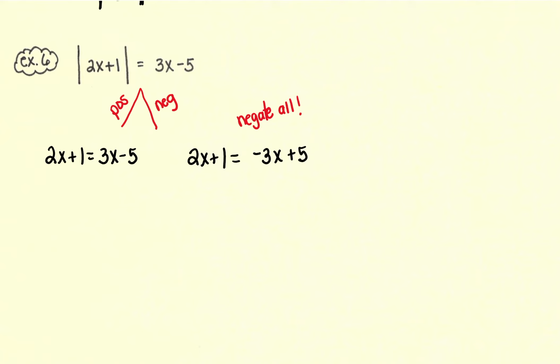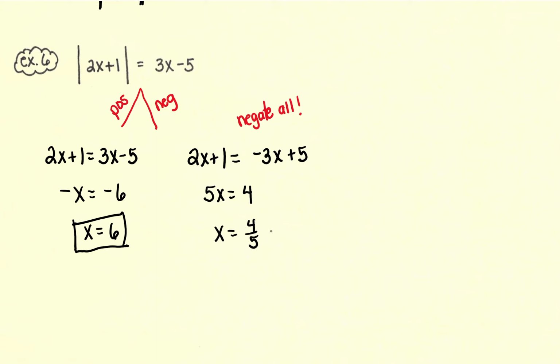Solve the equation just like you normally would. Subtract your 3x over, so 2x minus 3x is negative x. Negative 5 minus 1 is negative 6. Divide by negative 1 and x equals 6, or so we'll see. Here I'm going to add 3x over, and then I'm going to subtract my 1 and get 4. And I get 4/5 or a 0.8. But we have to check those answers.